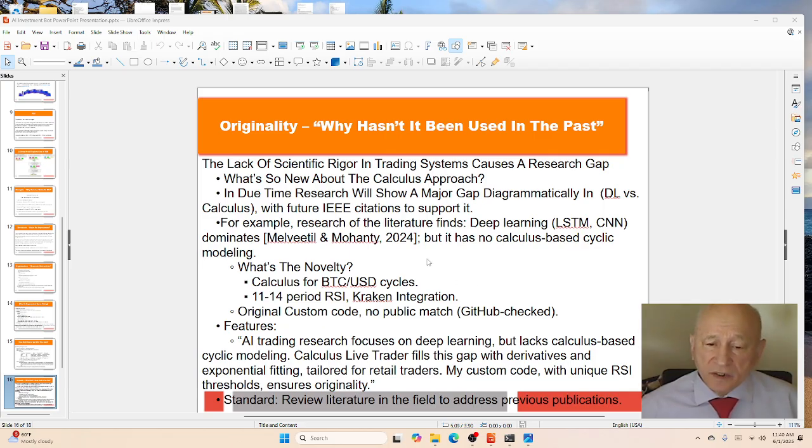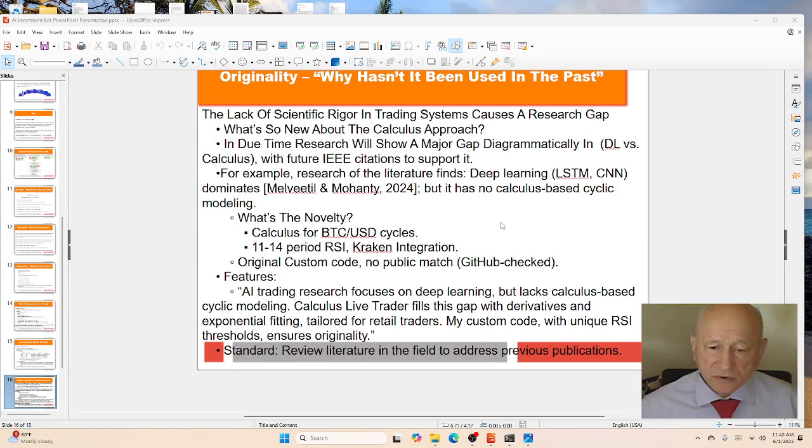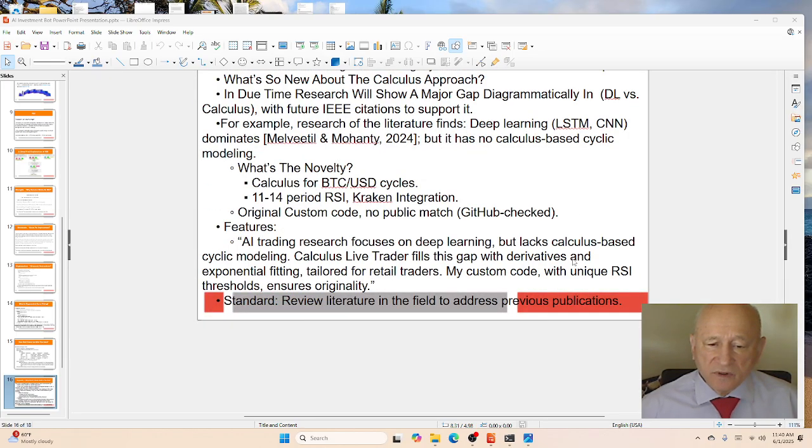Now, for example, research of the literature finds deep learning dominates, but it has no calculus-based cycle modeling. What's the novelty? Calculus for BTC/USD cycles, 11 to 14 period RSI and Kraken integration. Original custom code with no public match. GitHub checked. The features involve AI trading research, which focuses on deep learning but lacks calculus-based cyclical modeling.